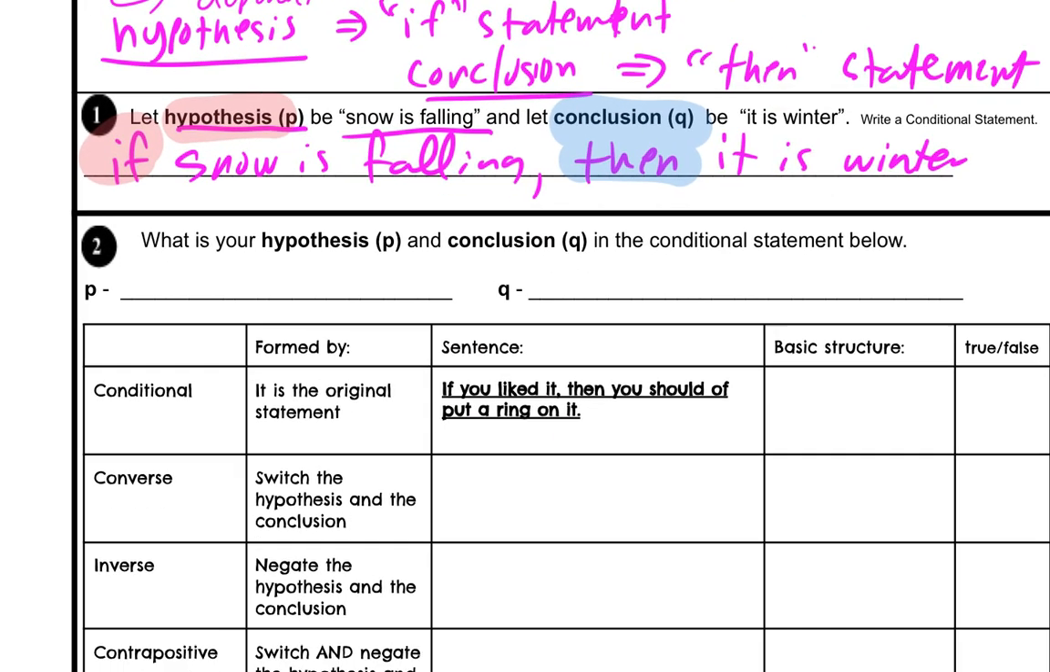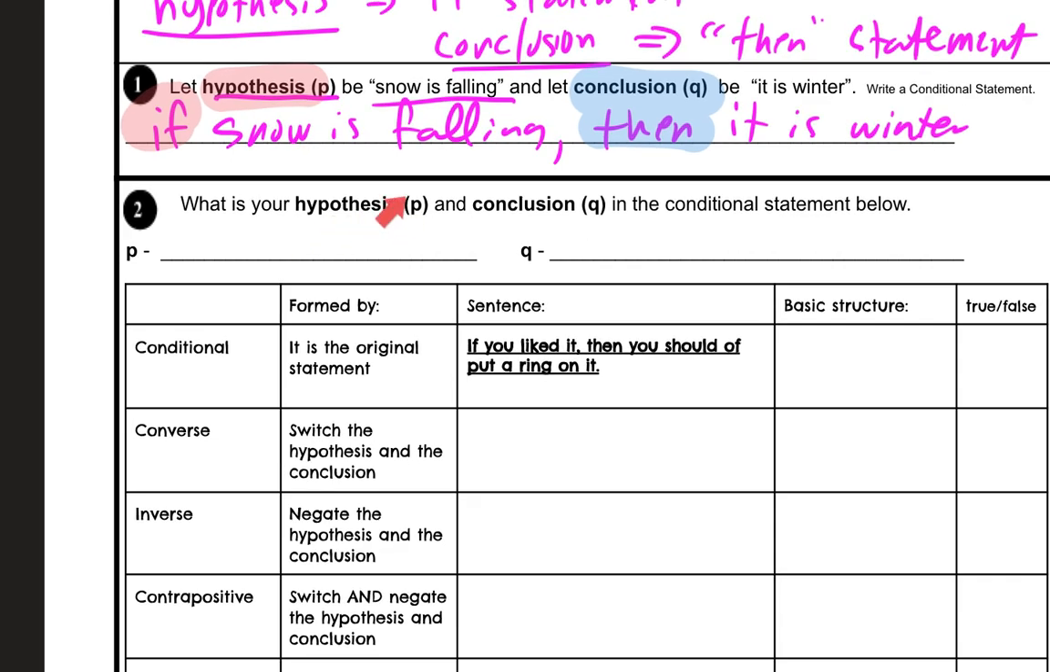All right, so let's look at this. It says, what is the hypothesis? We said hypothesis is labeled by P, and the conclusion is labeled by Q, in this conditional statement. So instead of hypothesis, we're just going to say P. Instead of conclusion, we're just going to say Q. All right, so what's the hypothesis and conclusion in this conditional statement? The conditional statement is this: if you liked it, then you should have put a ring on it. What's the hypothesis? We said the hypothesis is after the if. So if you liked it, that's going to be the P, the hypothesis. You liked it.